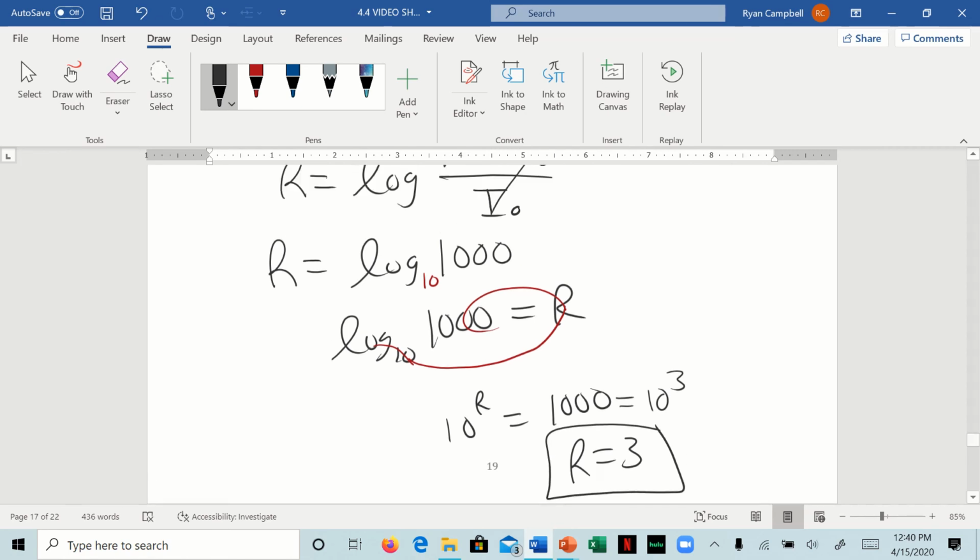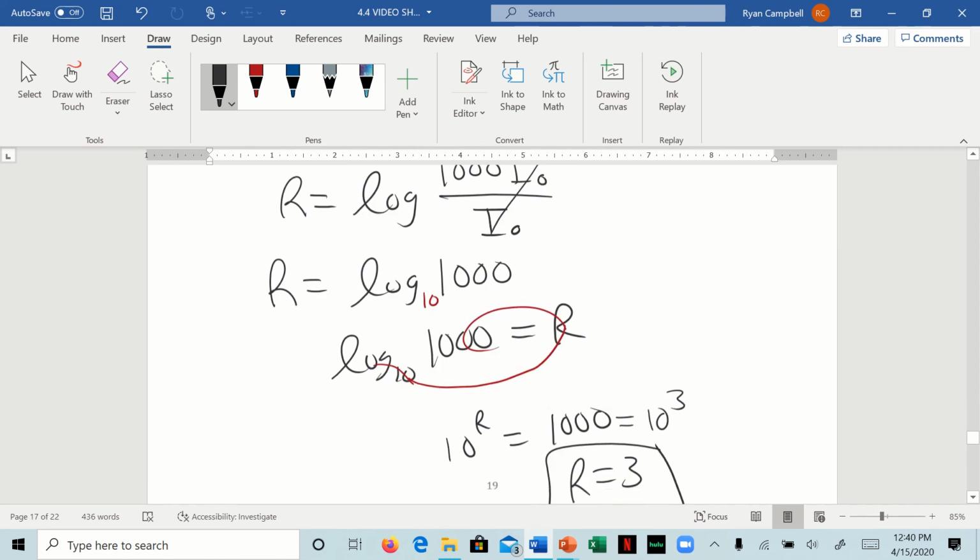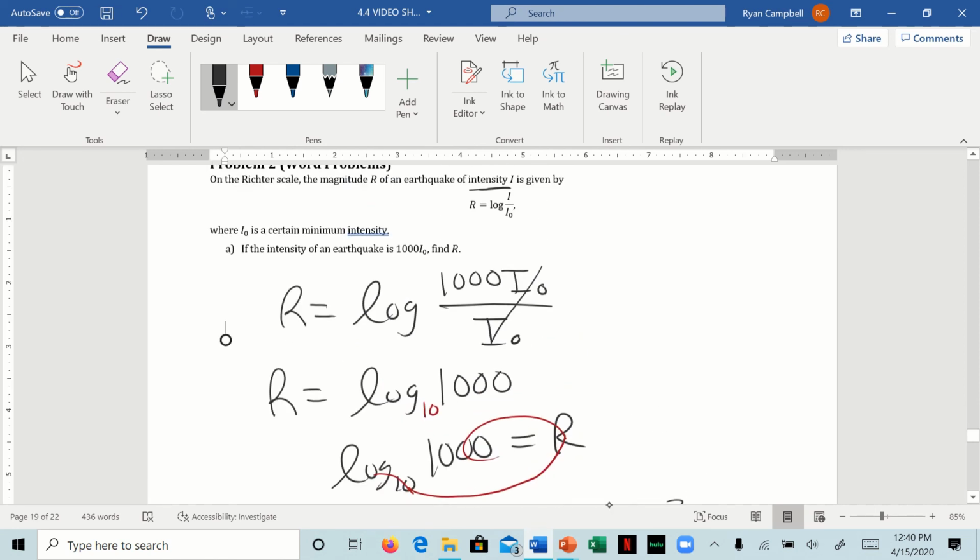Do we have to check ourselves? Well, in this case, r wasn't inside the log, it was outside the log. So there's nothing to check this time.